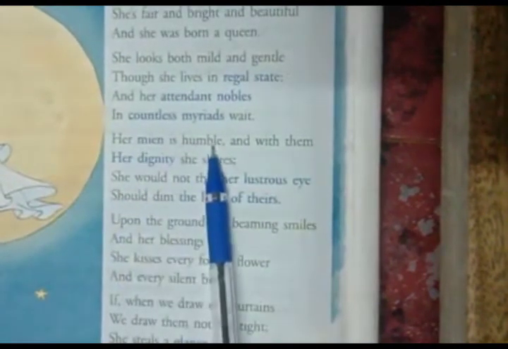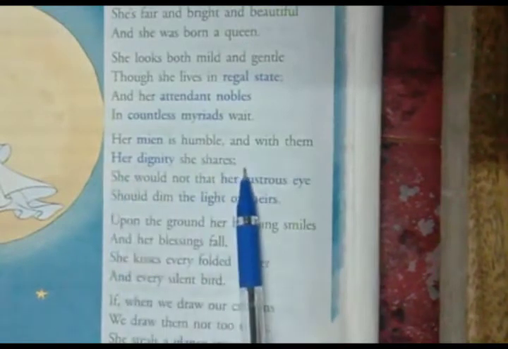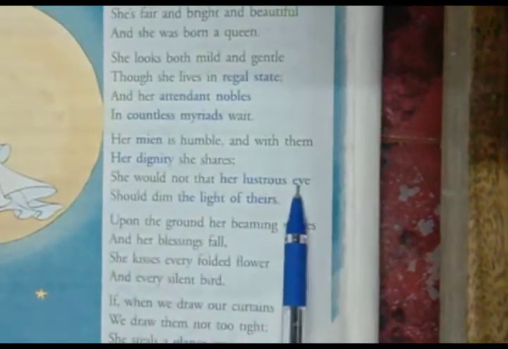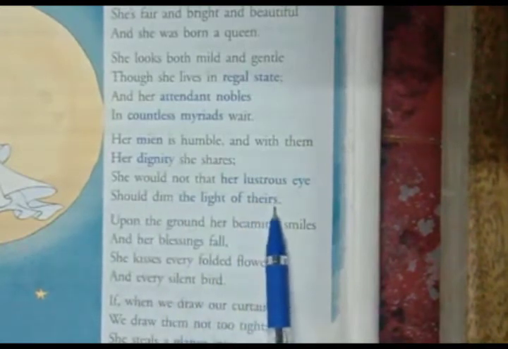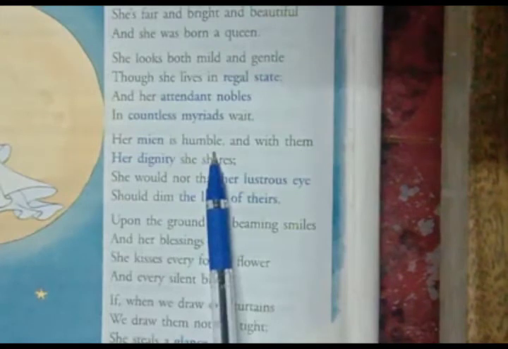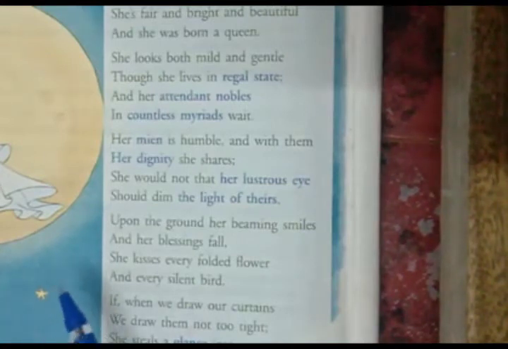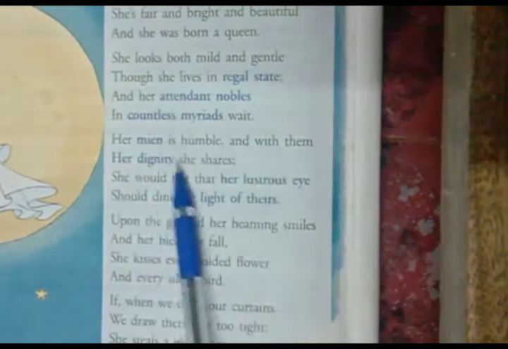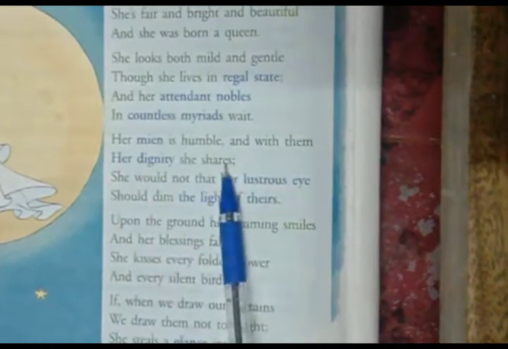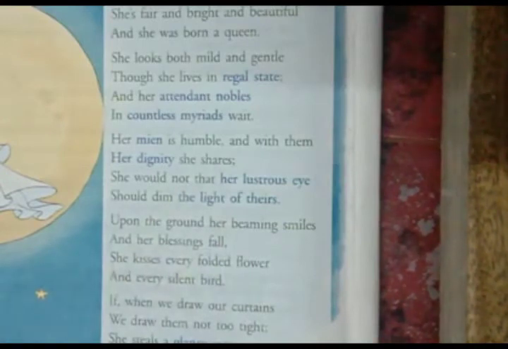Next, the third. Her mien is humble, and with them her dignity she shares. She would not that her lustrous eye should dim the light of theirs. Here, her mien is humble. Mien means her appearance. Her appearance is very humble, polite, and with them, her dignity she shares. Dignity means the moon's royal status. Even though she is born in a very royal status, she was born a queen, very rich, she shows her simplicity, very humble she is.